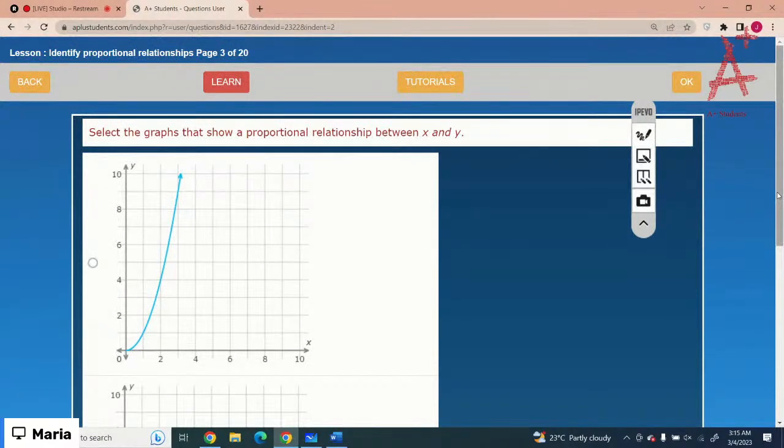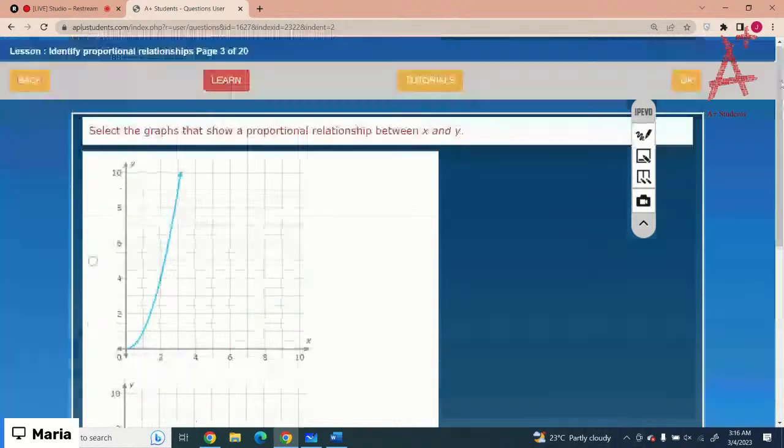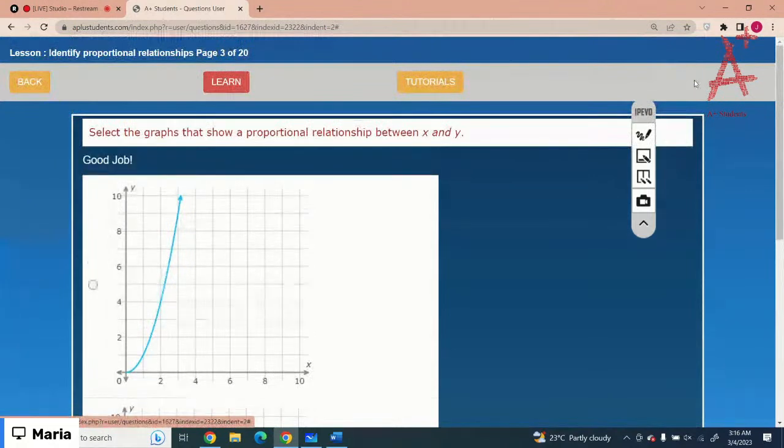Select the graph that shows a proportional relationship between x and y. So which is the correct option? Option number 1 or option number 2? Option number 1 is passing through the origin but not a straight line. Got it? So second one is passing through the origin and is a straight line. So that means the second one is the proportional relationship between x and y. Got it?